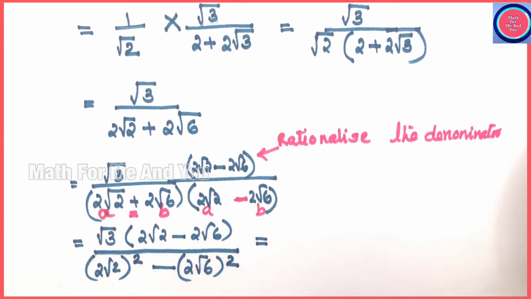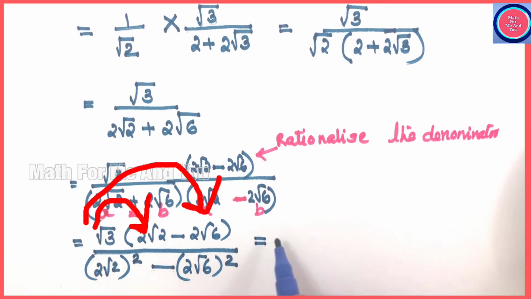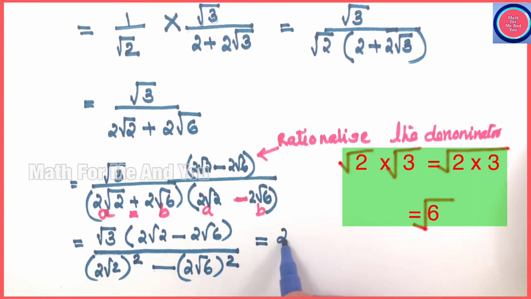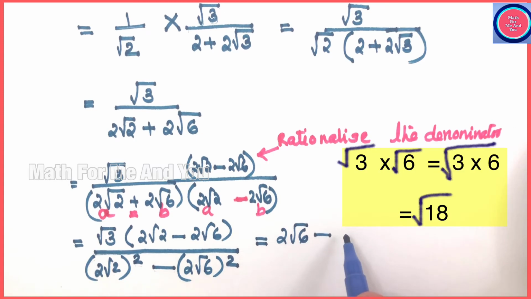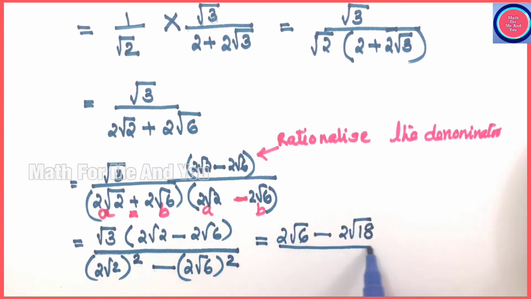Numerator, we are going to remove the bracket by multiplying with root 3. 2 root 2 times root 3 is 2 root 6, minus 2 root 3 times root 6, that is root 18, divided by 2 root 2 the whole square. 2 square is 4 and root 2 square is 2. We give the power separately, minus 2 root 6 the whole square: 2 square is 4 and root 6 square is 6. Now simplify.